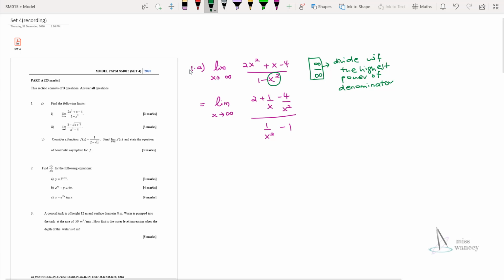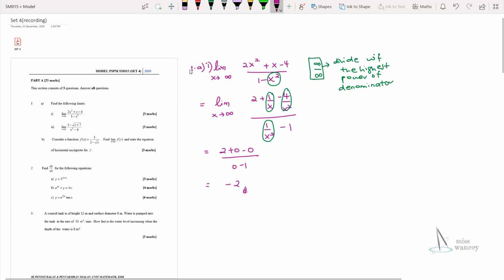Using the property, if we substitute x equal to infinity, 1 over infinity is 0, 4 over infinity is also 0, and 1 over infinity is also 0. Therefore, what we have is (2 plus 0 minus 0) over (0 minus 1). Therefore, the answer for this is negative 2. So this is 1A1.